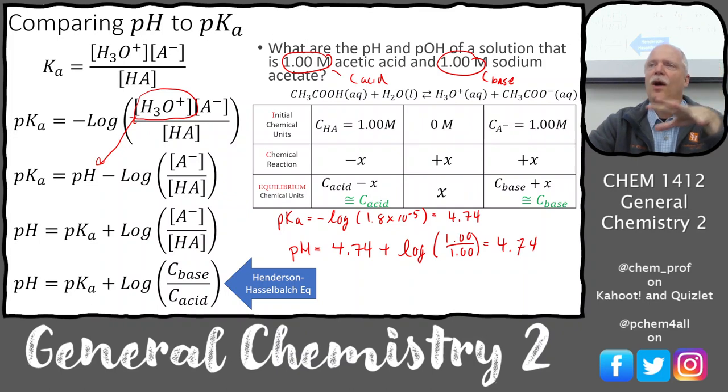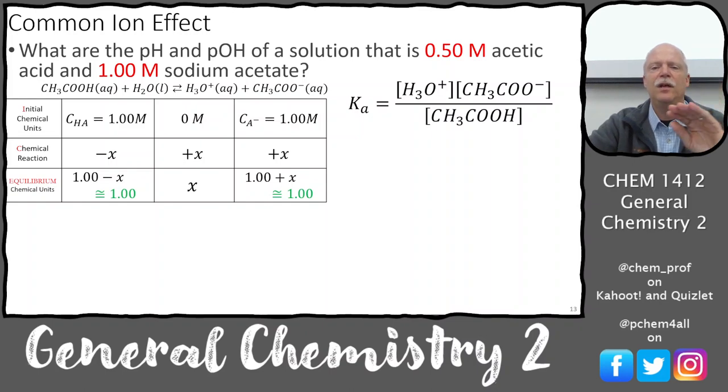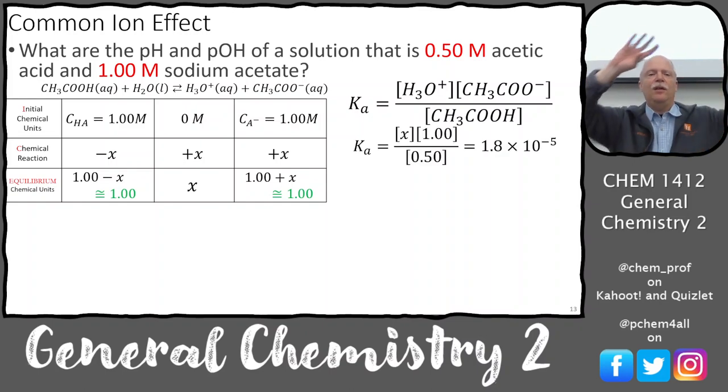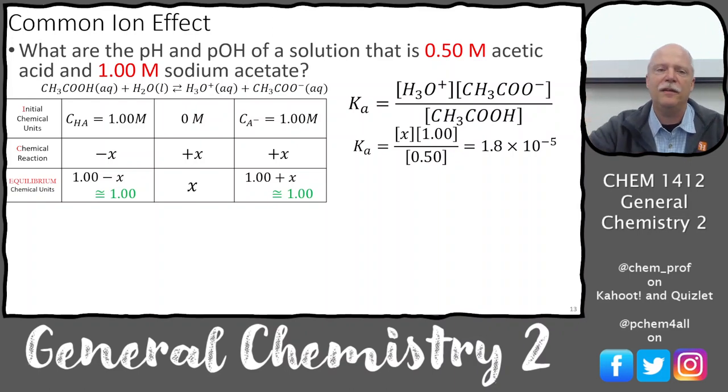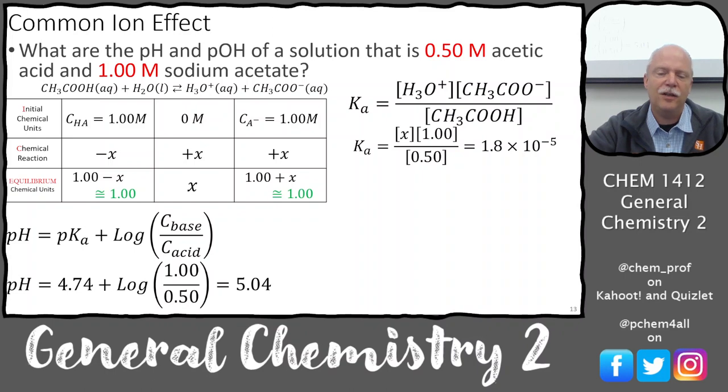So, no algebra or anything. We just use the Henderson-Hasselbalch equation. If we've got a number for the base and a number for the acid, we can jump right to this simplification. Let's apply it to another problem. So, we could go through and do the equilibrium constant and the ICE table and everything like that, or we could go right down here to the Henderson-Hasselbalch equation, put in the pKa for this acid. We've got to recognize, again, paying attention to detail, what's the base concentration, what's the acid concentration, and then I get the pH.